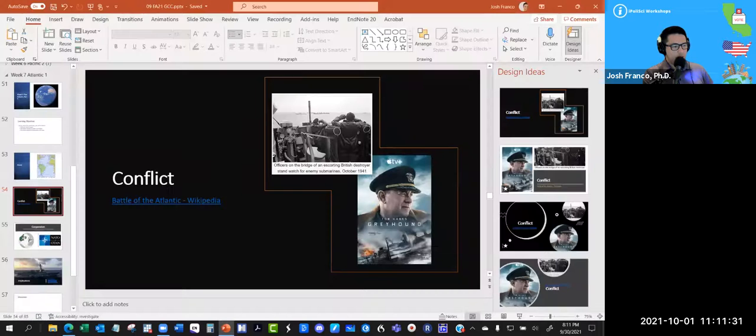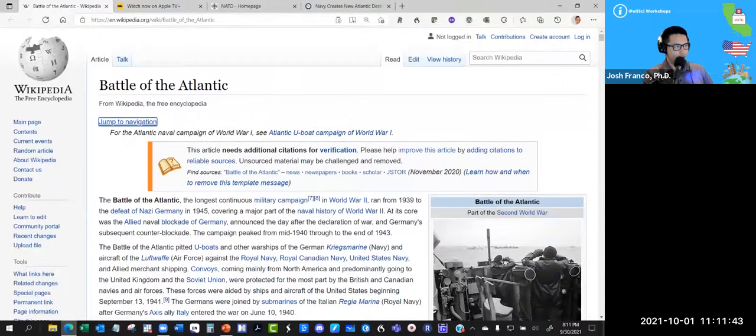And what I also like to do is just share a recent media, or in this case, movie that came out on this conflict in the region. It's titled Greyhound with Tom Hanks as a star. I'll go ahead and play the trailer for that film as well.